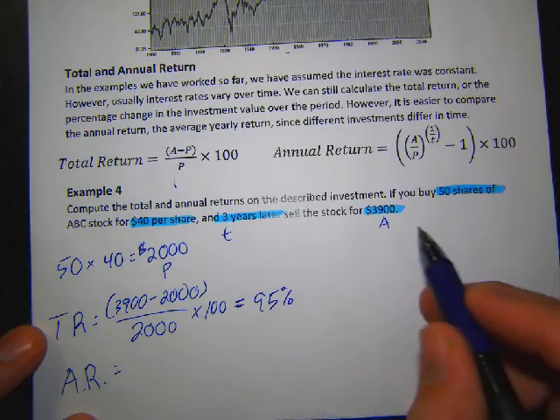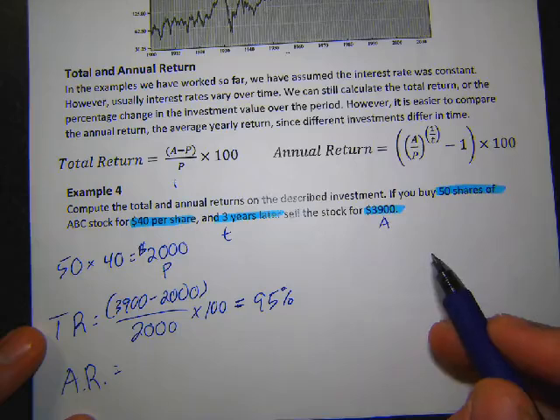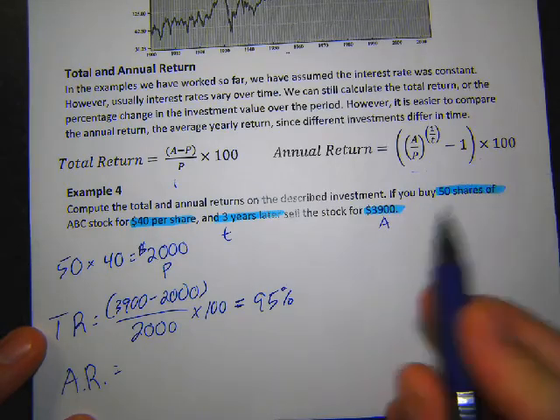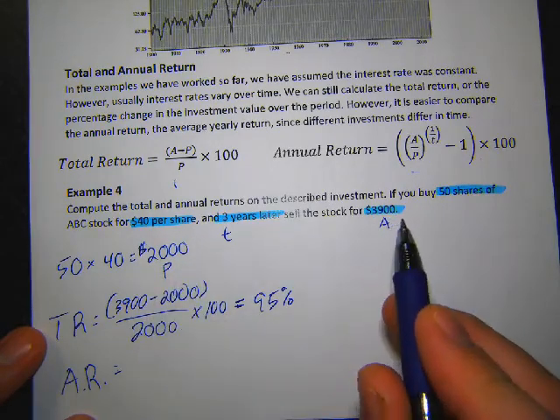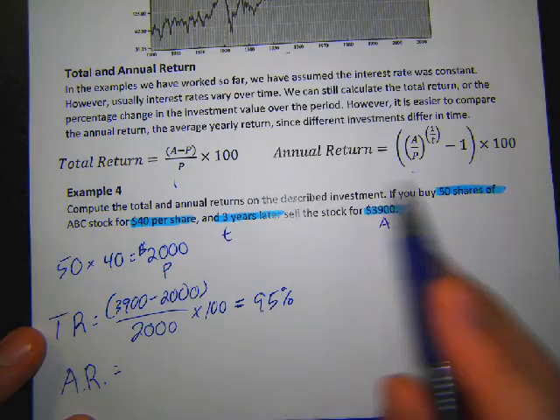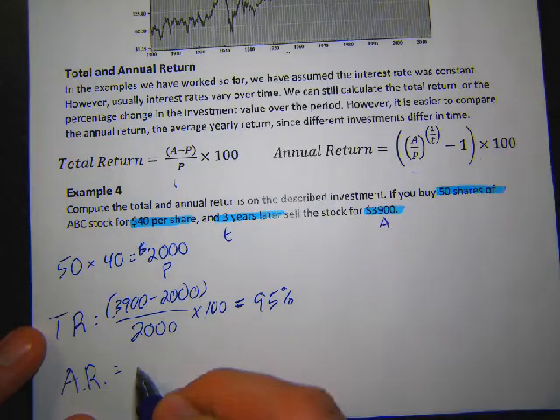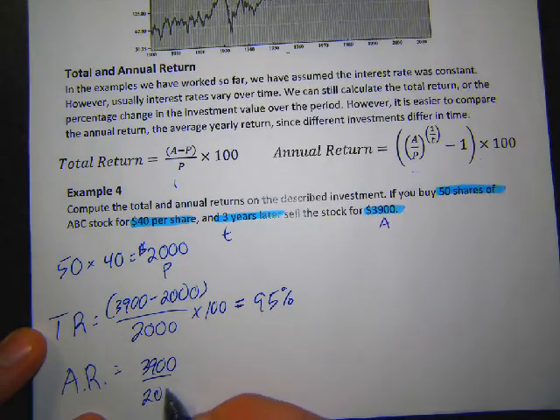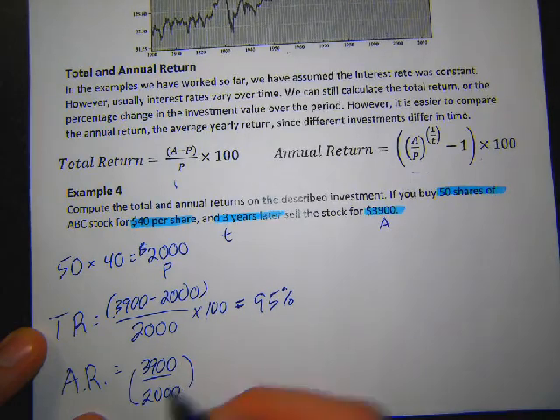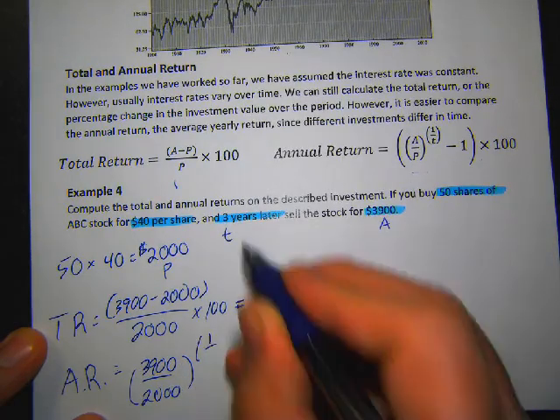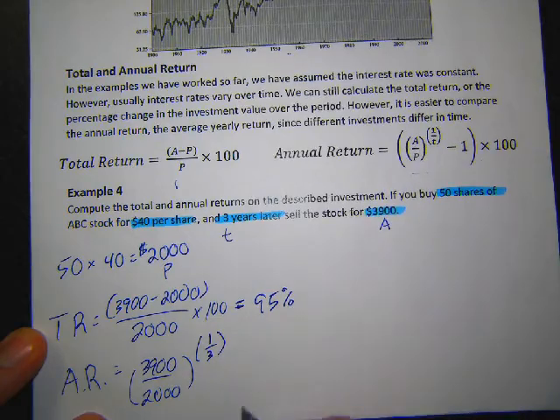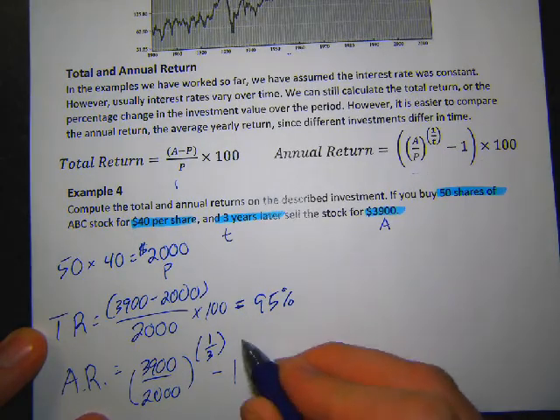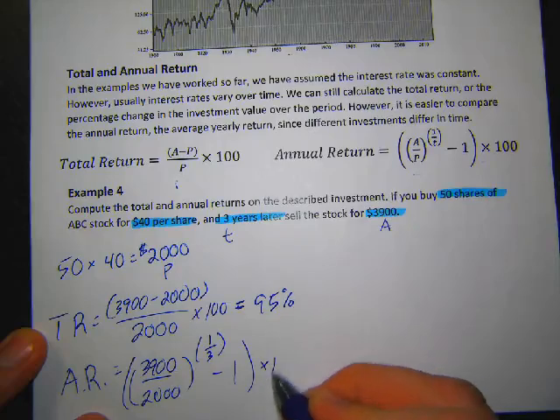Annual return takes this and makes it an average yearly amount. So I'm going to use this formula. Same A and P, that doesn't change. We still have the same starting amount, $2,000. The same final amount, 3,900. So we're going to put A, which is 3,900, over P, which is 2,000. Those are the same values we're using. Take to the power of 1 over time, which in this case is 3 years, minus 1, and then take that whole thing times 100 to get the percent.